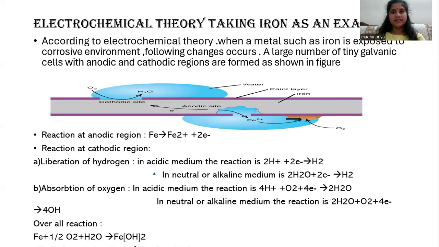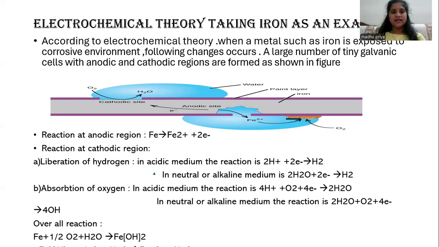Electrochemical theory, taking iron as an example. According to electrochemical theory, when a metal such as iron is exposed to a corrosive environment, the following changes occur. A large number of tiny galvanic cells with anodic and cathodic regions are formed, as shown in the figure. Reaction at the anodic region: Fe gives Fe2+ plus 2e minus.